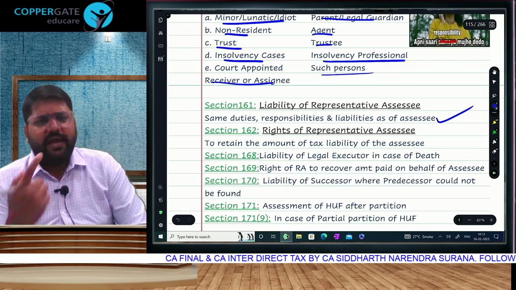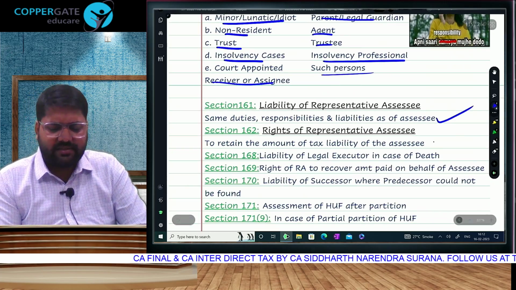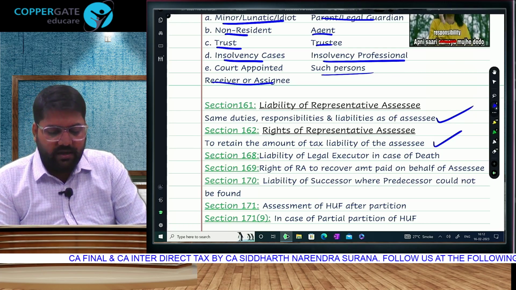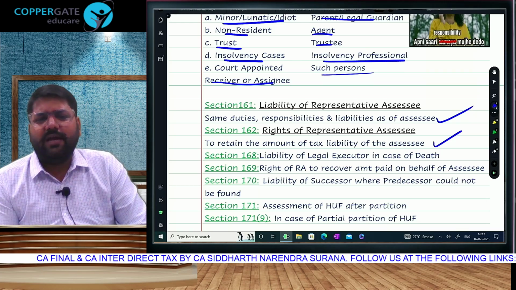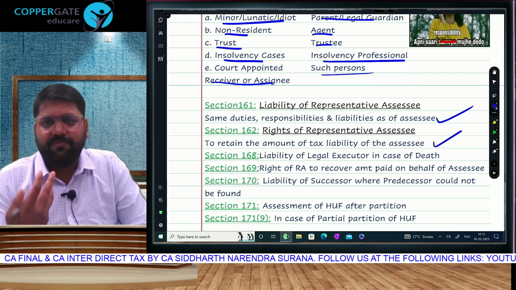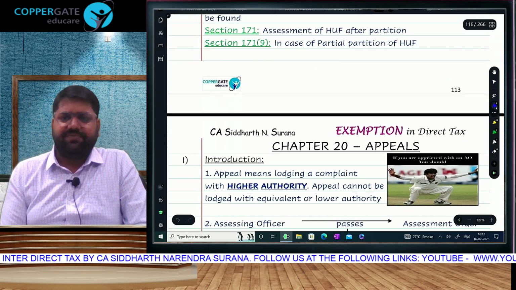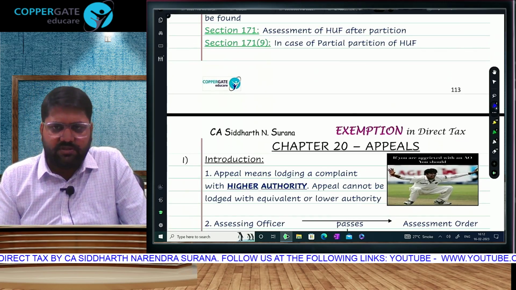Same. File return, be present and all. And what are the rights? They will not pay anything from own pocket. If they have paid, then they will recover. Other things, like you continue to be liable even if you have left the directorship of a company or anything, all that you can just read. That's our chapter, the biggest chapter of the syllabus, assessment procedure, with a huge number of amendments.